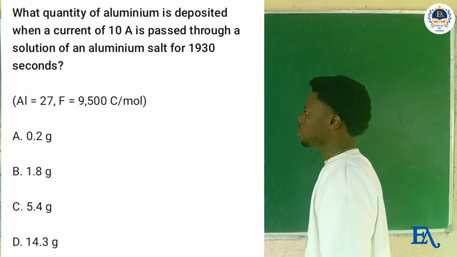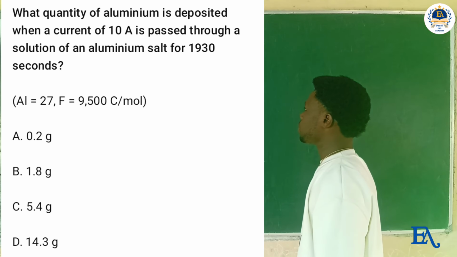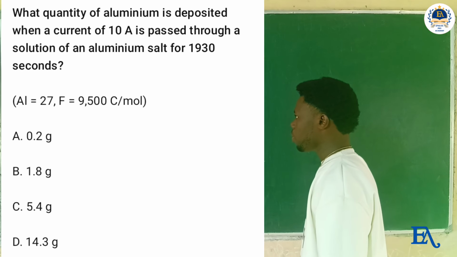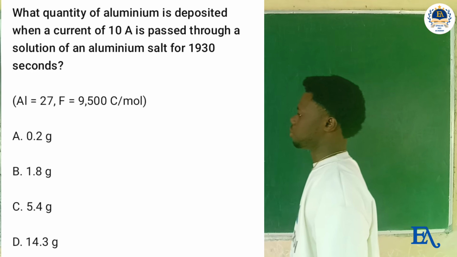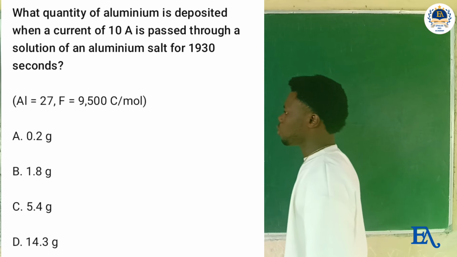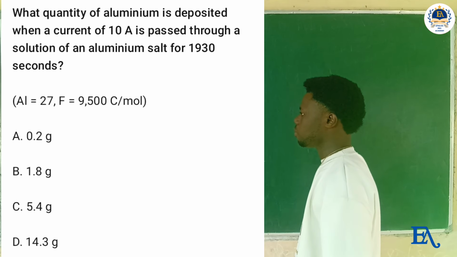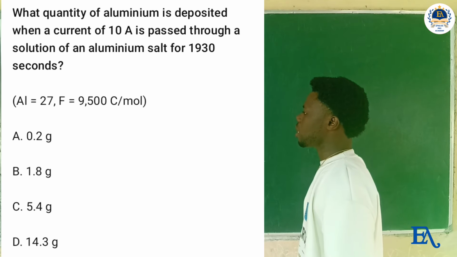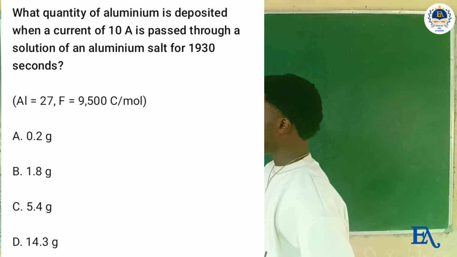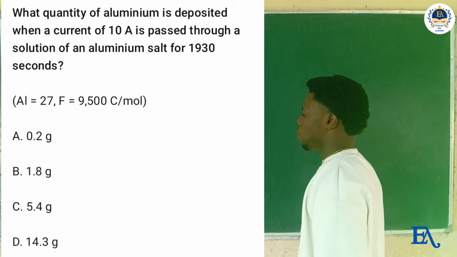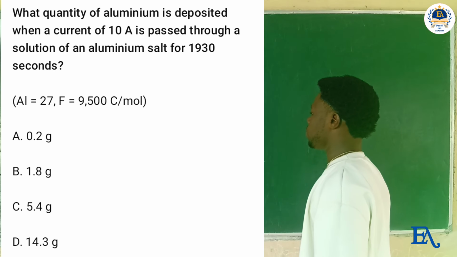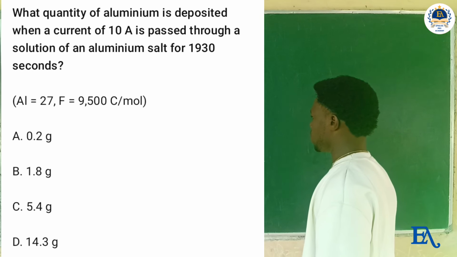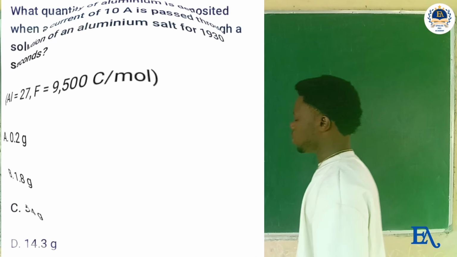What quantity of aluminium is deposited when a current of 10 ampere is passed through a solution of aluminium salt for 1930 seconds? Given that the atomic mass of aluminium is 27, 1 Faraday is equivalent to 96500 coulomb per mole. Option A, 0.2 gram. Option B, 1.8 grams. Option C, 5.4 grams. And option D, 14.2 grams.